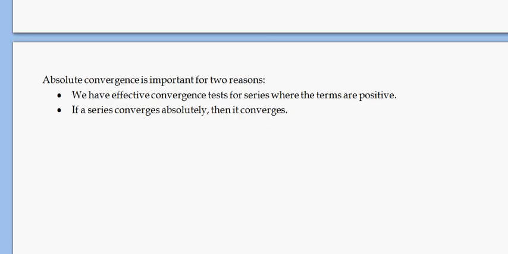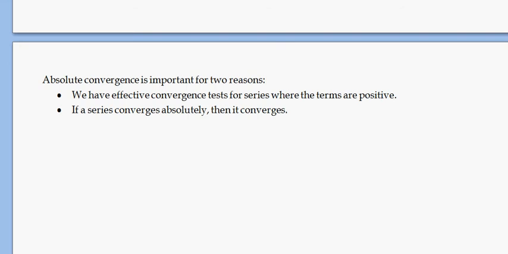Absolute convergence is important for two reasons. We have effective convergence tests for series where the terms are positive, so it is good that we can actually check this. And it's important to note that if a series converges absolutely, then it converges. So every time we have an alternating series, we will first use the alternating series test to check to see if it converges or diverges. If it diverges, we're done. If it converges, then we have to test further. We have to check the series without the sign and check to see if it's conditionally convergent or absolutely convergent.